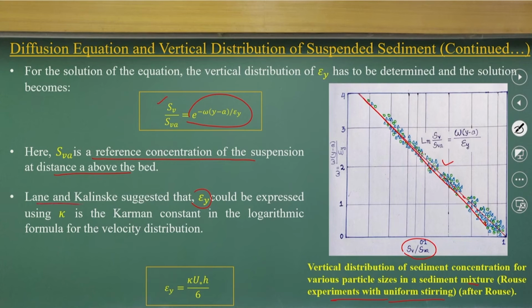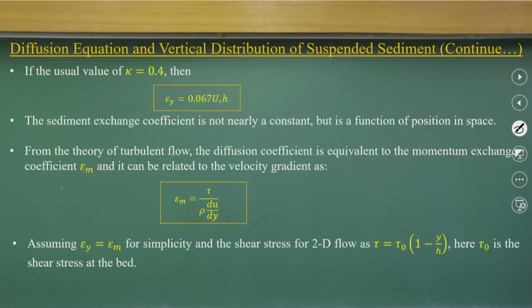Lane and Kalinske suggested that it could be expressed with the von Karman constant as a logarithmic formula for the velocity distribution. It can be defined in terms of shear velocity, flow depth, and the von Karman constant. You can define it through these, which simplifies the process. Now, if you substitute the von Karman constant as 0.4, you will get this momentum exchange coefficient, which is not a constant, but is nonuniform in position in space.